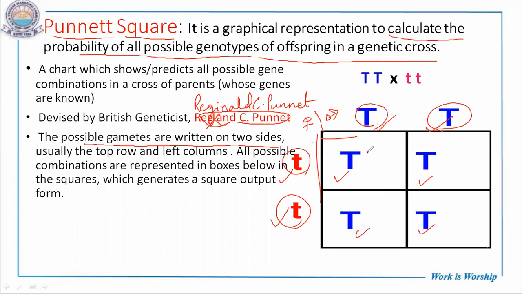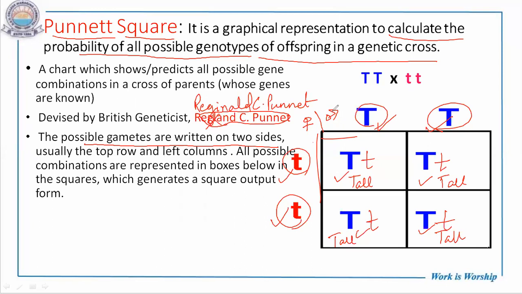So here I can write capital T, small t, again capital T, small t, capital T, small t, and capital T, small t. Is it not? Which will give you both the genotype as well as the phenotype. Looking into the genotype, can I write the phenotype? Yes or no? Am I correct?